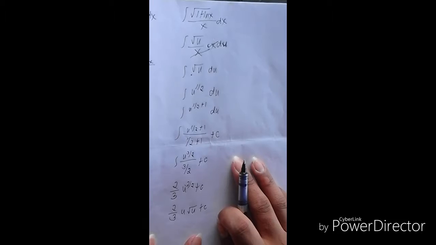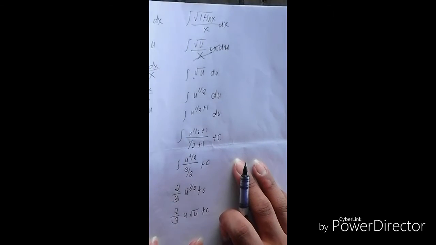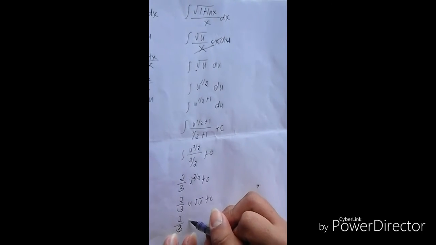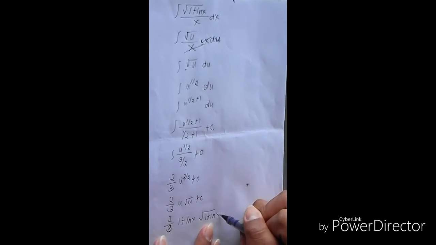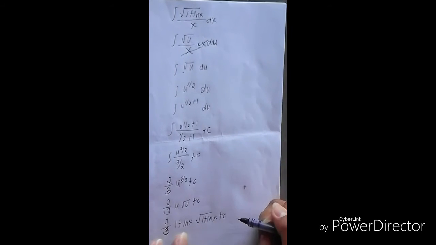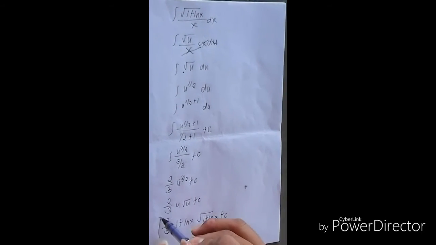The last step is to return to the initial variable x. We change the value of u to 1 plus ln x: 2 over 3 times 1 plus ln x times the square root of 1 plus ln x, plus c. This is our final answer.